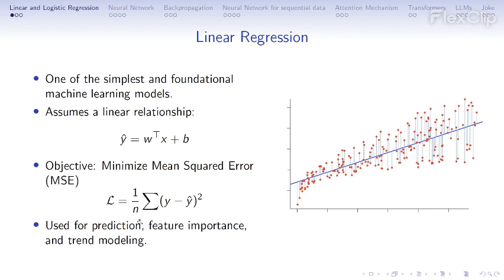So the loss is minimizing the squared error, the y minus the predicted y, and then divided by the sample size. So it is used for prediction, feature importance, and trend modeling. So this is clear that we can use linear regression for multiple tasks.